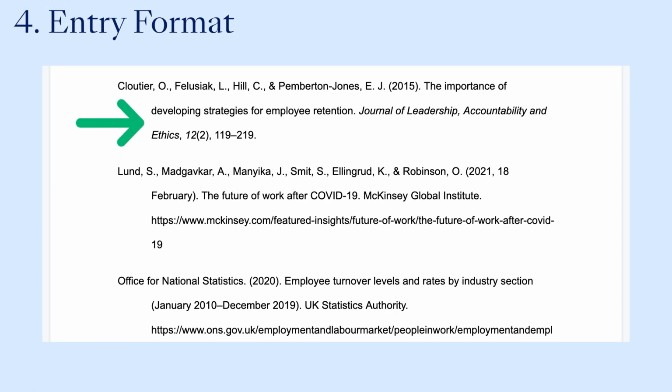Finally, while all entries in your reference list should be flush with the left margin, any entries that go onto a second or third line should include a half-inch hanging indent for every line after the first. Hopefully, this video has helped you correctly format your APA reference list.